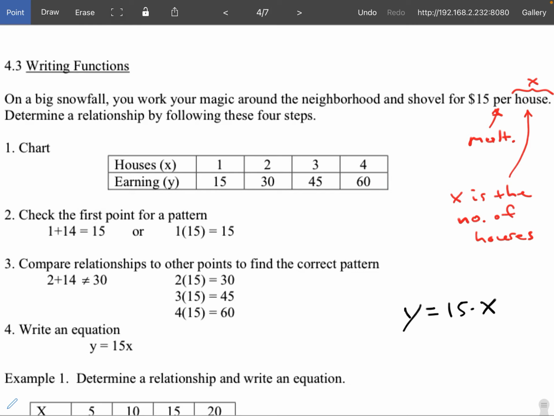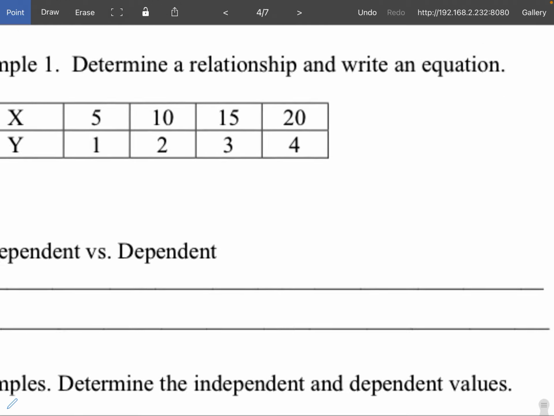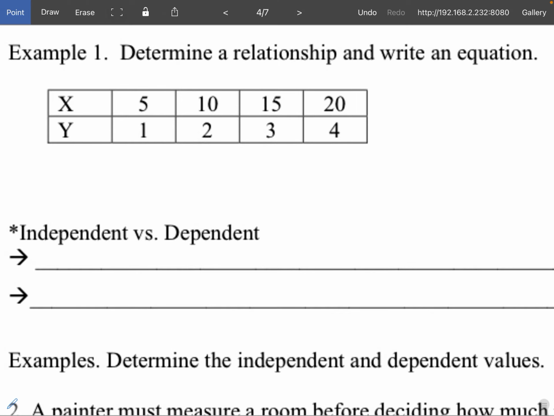That's what all the explanation in here is, but again, we've already done this. Okay? So you should see that this chart makes sense. If we do one house, we make $15. If we do two houses, we make $30. If we do three houses, 3 times 15 is $45. If we do 4 houses, we make $60. Is everybody good? Okay.